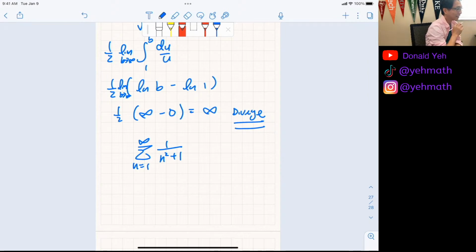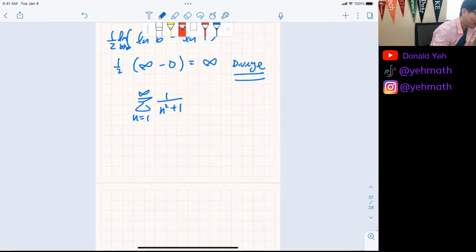I have 10 minutes. So it's definitely continuous, because the denominator is never 0, it's always no zeros. Okay, so for this one, is it continuous? Yes. Is it positive? Yes. Is it decreasing? No. Yes, it is. I don't think that's decreasing.